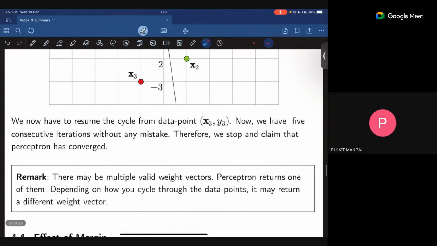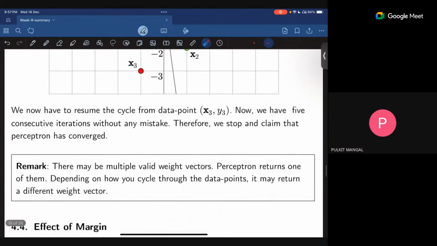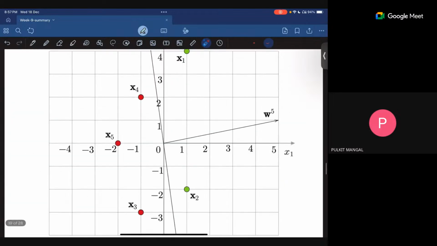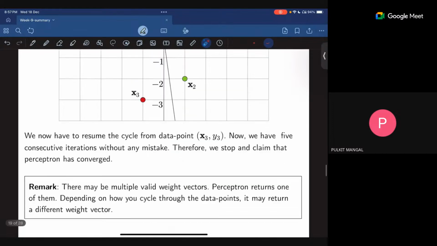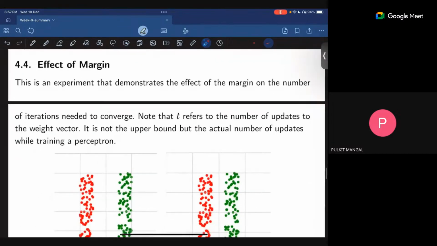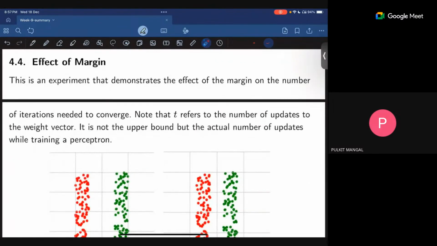Now, one remark: there may be multiple valid weight vectors, and the perceptron returns any one of them. Depending upon how you cycle through the data points, it may return a different weight vector. For this example, there are different weight vectors that are possible. One is, of course, the y-axis itself. As we have already studied in week 10, we know the effect of the margin.